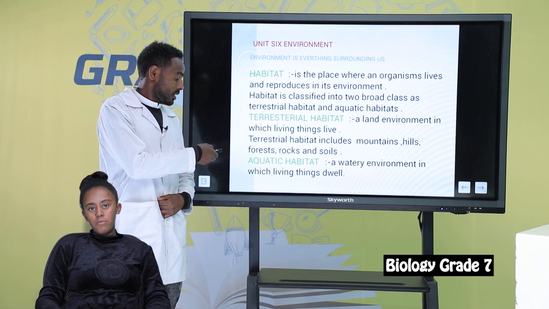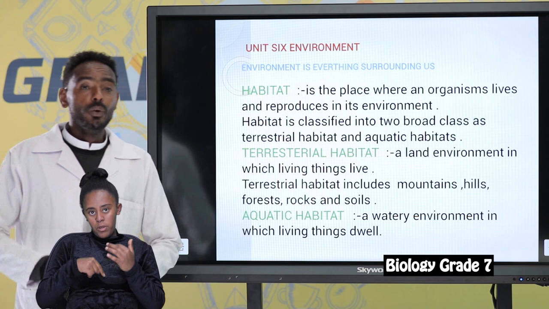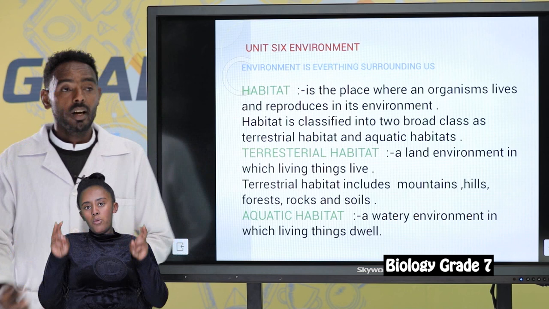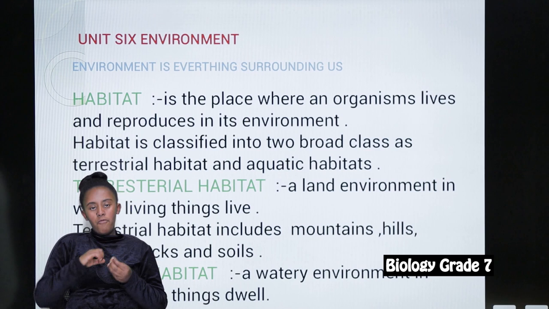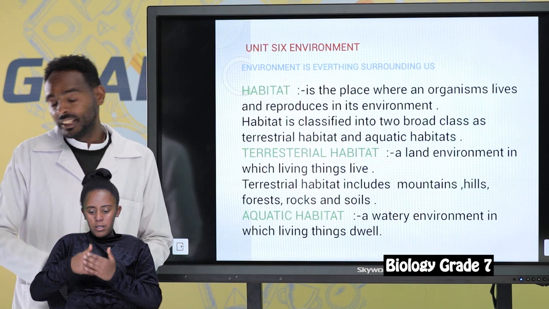Dear student, now we are starting a new unit which is called Unit 6, and a new topic which is talking about environment. We are starting our new unit by defining the word environment. As you know, environment is familiar to you. Environment is everything surrounding us. It includes both living things and non-living things.